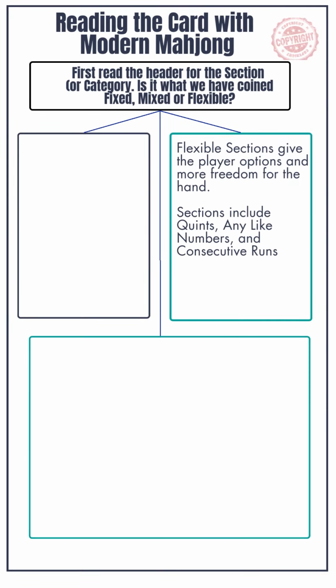On the other hand, you have some flexible sections. These are sections that give players options and more freedom. These include quints, which is very flexible usually, any like numbers, which some people like to think of as any same number, and consecutive run.